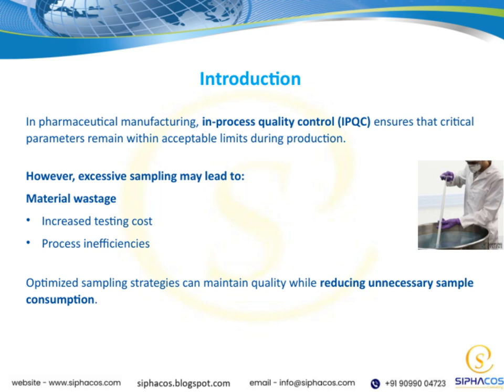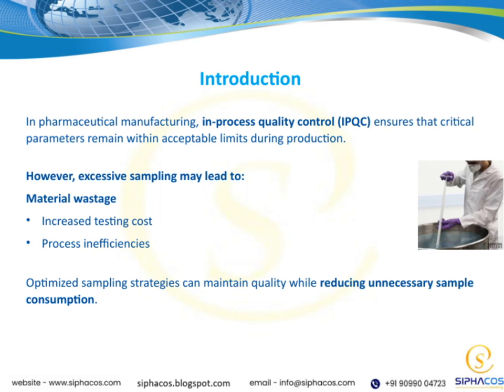However, there's a challenge we often face: excessive sampling. When we sample too much, it can lead to material wastage, meaning more raw materials are used than necessary, which increases costs and impacts efficiency. Additionally, more testing means higher testing costs and can slow down the overall production process.